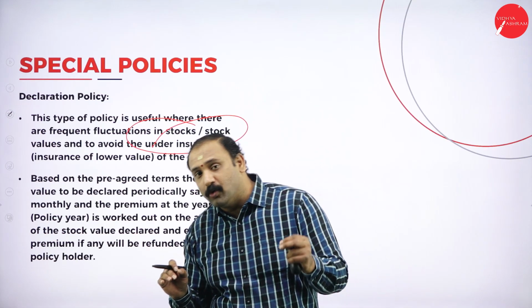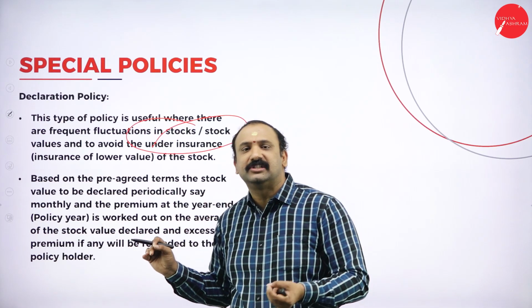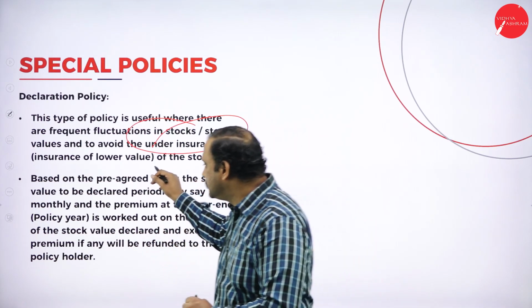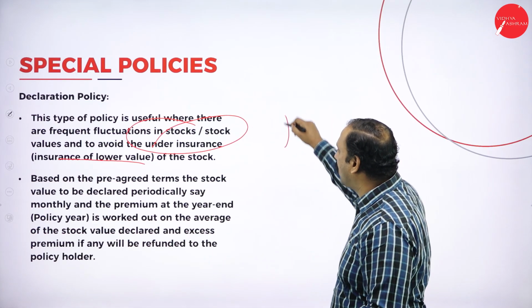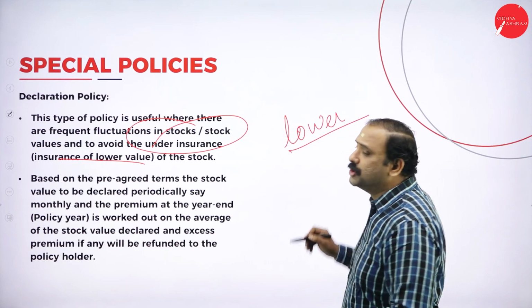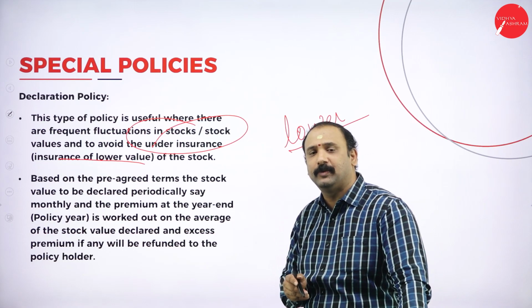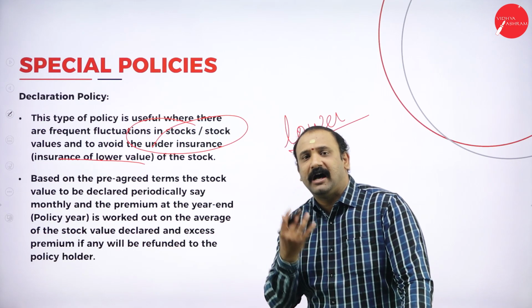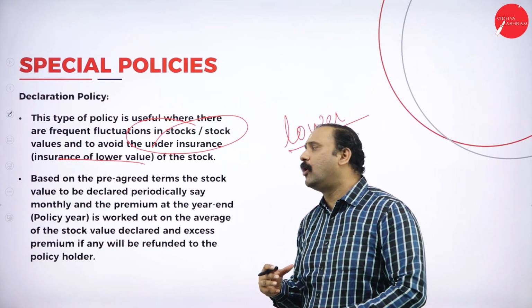But how am I going to cover it? The coverage will come in such a way that the insurance will be of lower value. This is very, very important for all of us. The insurance will be of lower value and not higher value. So why do I go by lower value? I should have gone by the higher value, because I know the value of the goods is so high. Then why should I take a lower value?